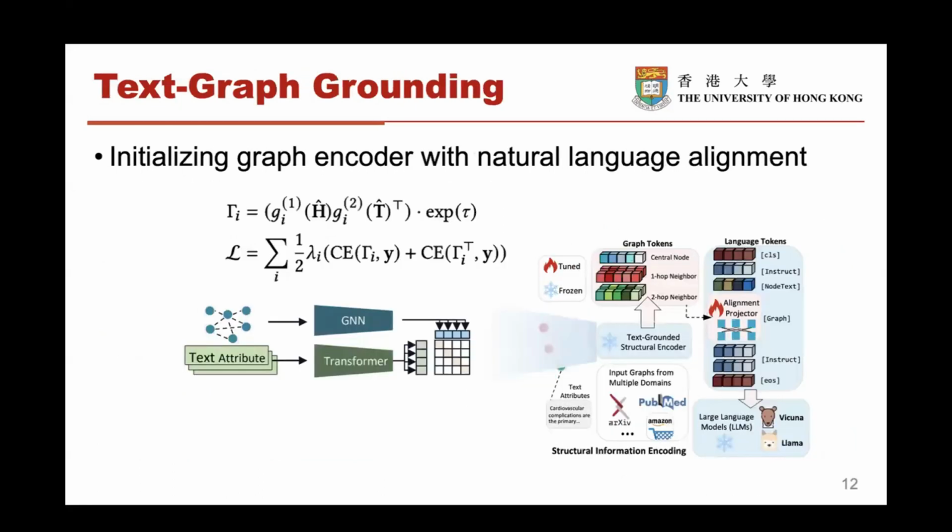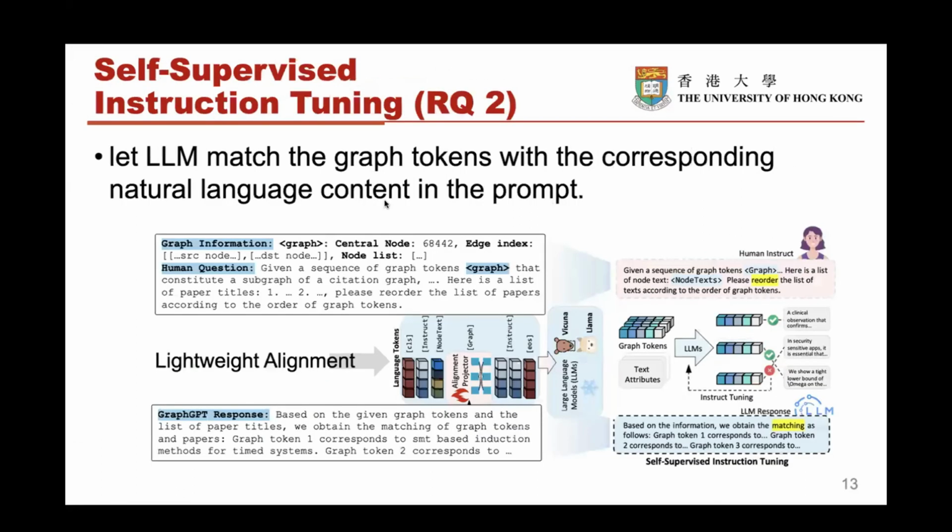In particular, the first part of our GraphGPT is text-graph grounding. We utilize a graph encoder with natural language alignment. We use graph-text pairs and pre-train the graph encoder in a contrastive manner. The second part of GraphGPT aims to address research question two, that is, how can we empower LLMs to understand graph structures? Our answer is our graph instruction tuning paradigm.